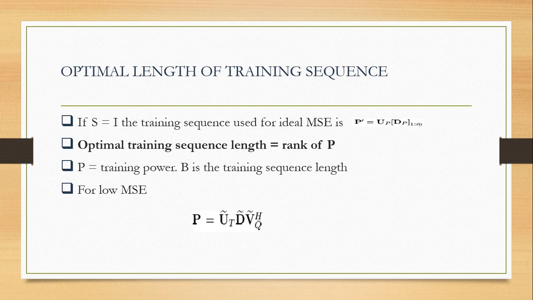Next, we consider the optimal length of the training sequence. MSE with optimized training sequence is inversely proportional to the spatial correlation. This is the point where spatial correlation is introduced into our subject. If S equals I, the training sequence used for ideal MSE is given in this equation. Optimal training sequence length is found to be the rank of the training power, that is P. Therefore, for low MSE, the equation is given below.